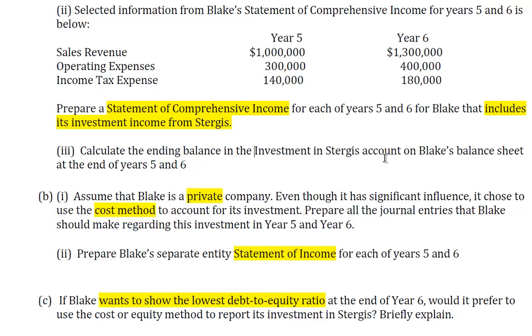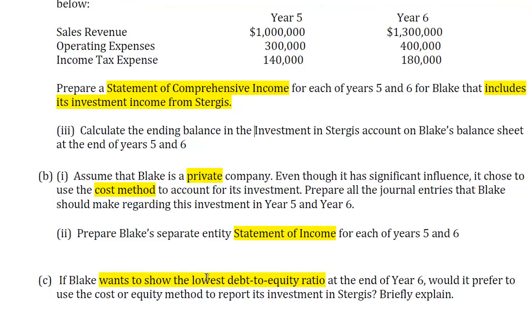And then in the second part of the question, I've asked you to assume that Blake is private and chose to use the cost method, and then to do their separate entity statement of income for both years 5 and 6. And then the last part of the question is to assume that Blake wants to show the lowest debt to equity ratio. If they had a choice, would they prefer to use the cost method or the equity method? So this is what our second video will focus on.